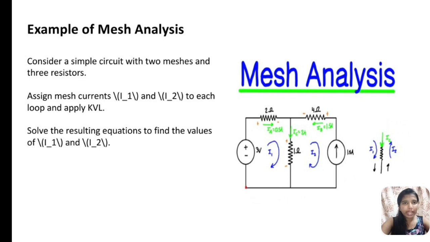Example of mesh analysis. Consider a simple circuit with two meshes and three resistors. Assign mesh currents, that is I1, I2, to each loop and apply KVL. Solve the resulting equations to find the values of I1 and I2.